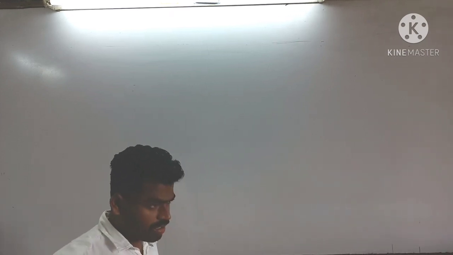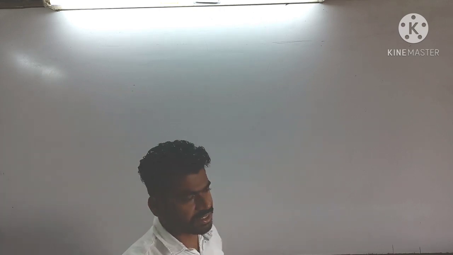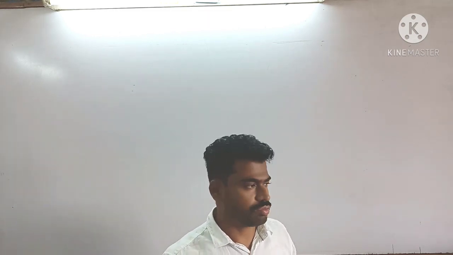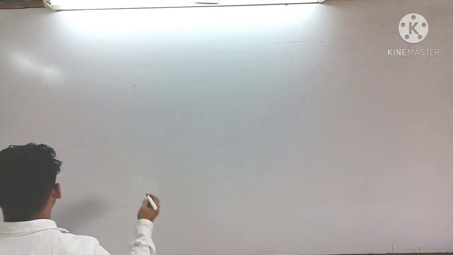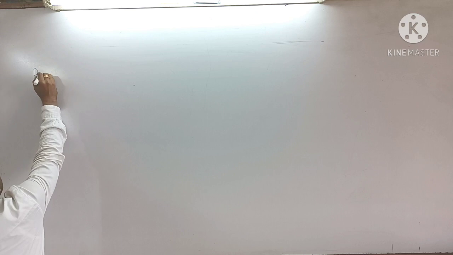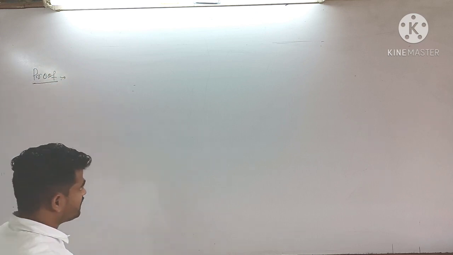Now let us do the theoretical proof of Hess law. How particularly the enthalpy change remains always equal during this direct way or indirect way. Okay, so that is called theoretical proof. Let us discuss the theoretical proof of Hess law. So simply I can write proof.